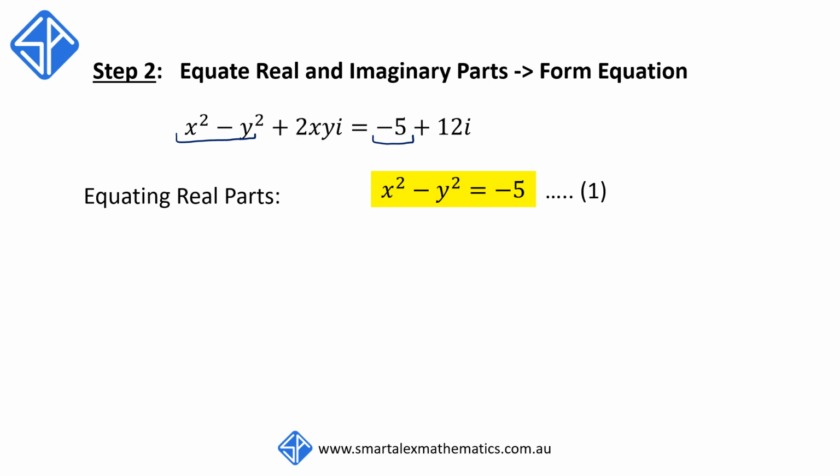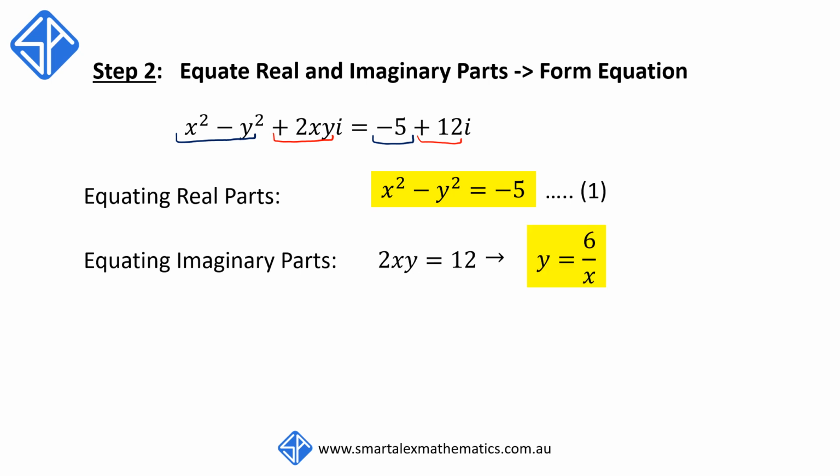If we equate the imaginary parts, on the left, we're going to get plus 2xy, and on the right, it's going to be plus 12. So equating the imaginary parts, we're going to get 2xy is equal to 12, and then if we simplify this and make y the subject, we're going to get y is equal to 6 over x. And we're going to call this equation 2.